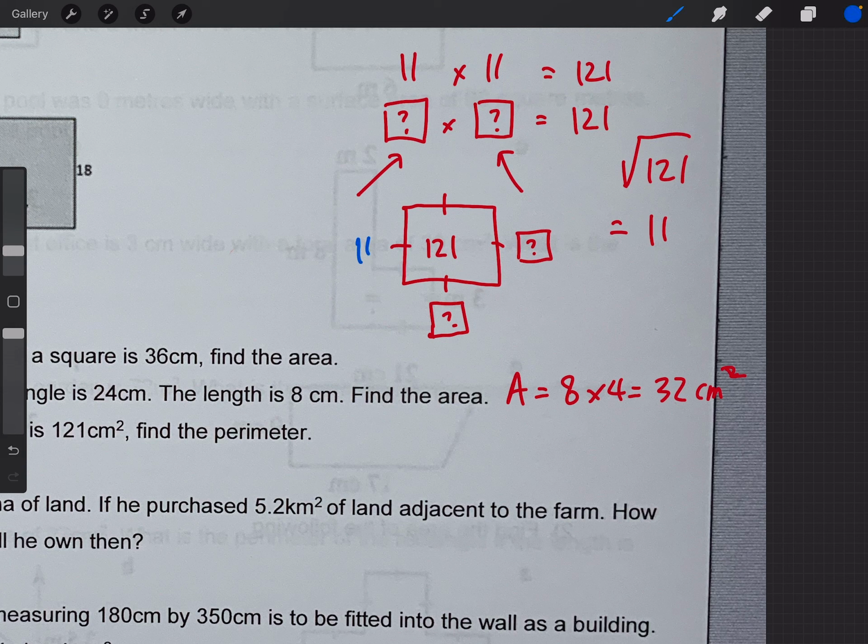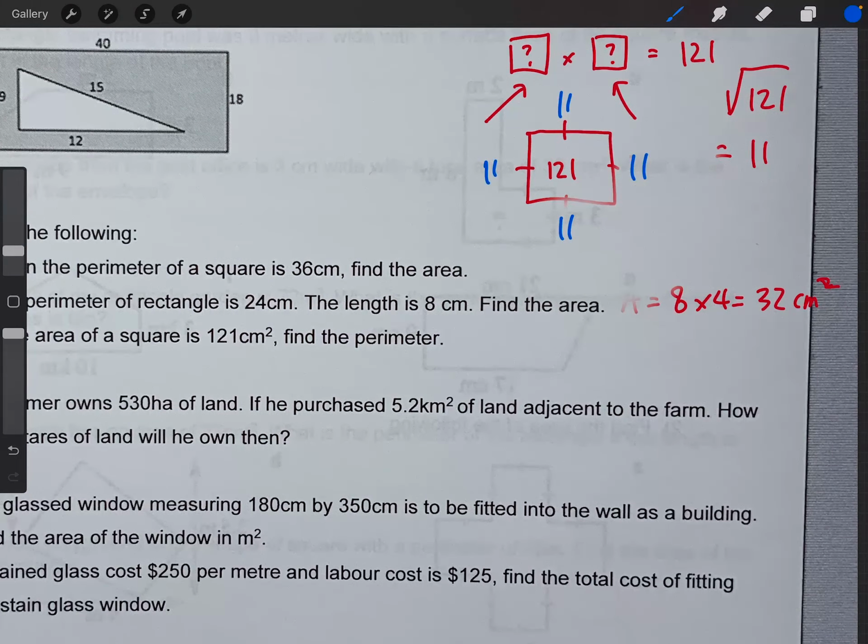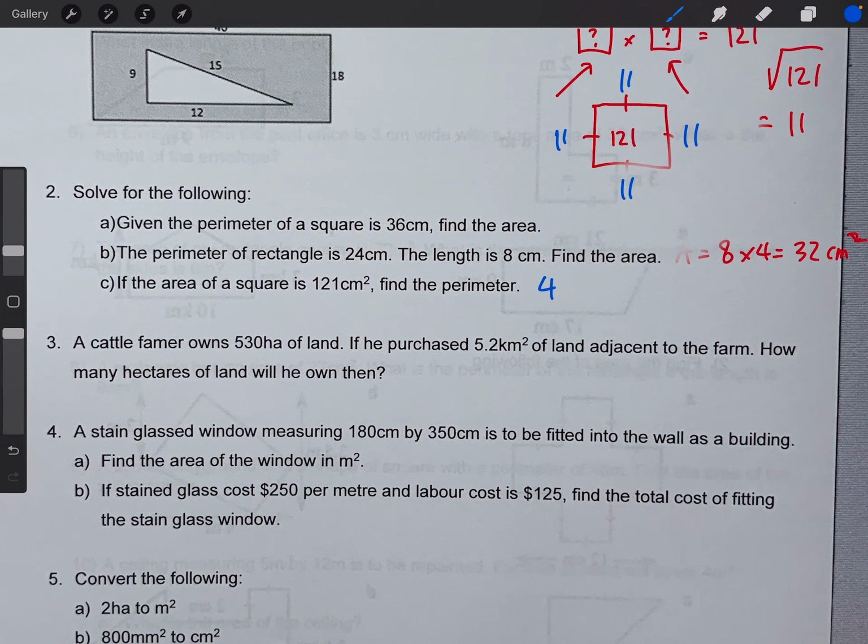That's 11. Let's just rub this part out. And that's 11, that's 11, that's 11. And it says find the perimeter of the square. Well, that's easy. That's just 4 times 11. 4 lots of 11. Perimeter just means you're adding all the lengths of the square up. That's 11 plus 11 plus 11 plus 11. And that's just 4 times 11, which is 44 centimeters.